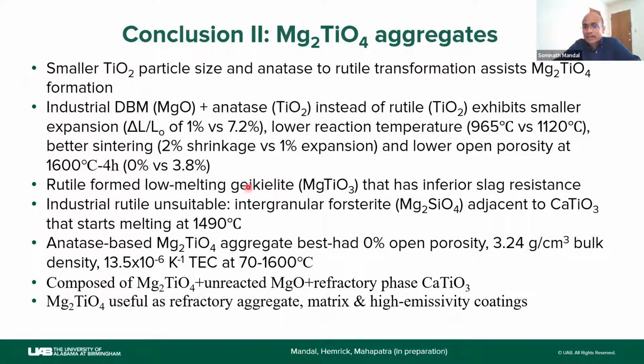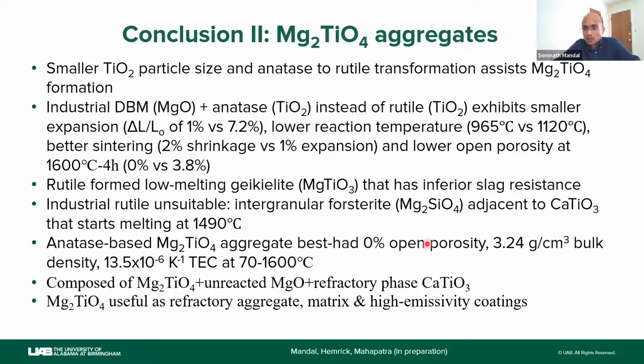Rutile forms a low melting chelate phase, and it also has inferior slag resistance. It forms this intergranular low melting microstructure of phosphorite adjacent to calcium titanate, which melts at 1490 degrees C. Anatase based aggregate is the best.